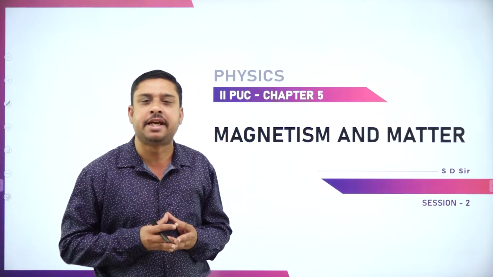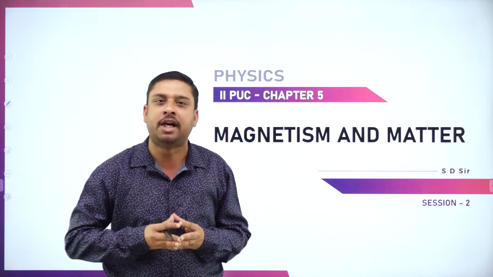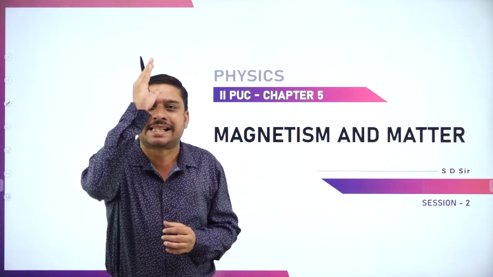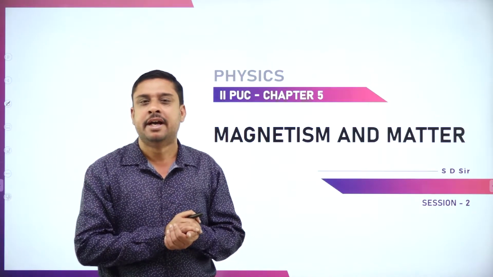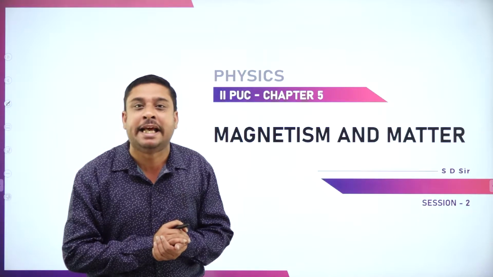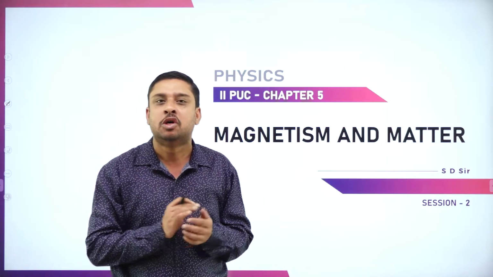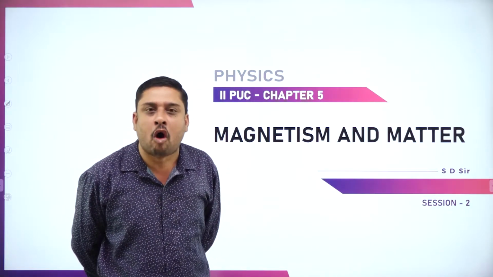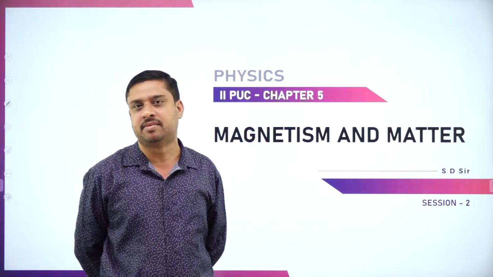Magnetism and Matter. We understood what a bar magnet is and the features or properties of a bar magnet. The most important property: if the magnet is cut into two pieces, there will be a complete North Pole and South Pole. So the poles of the magnet always exist in pairs.